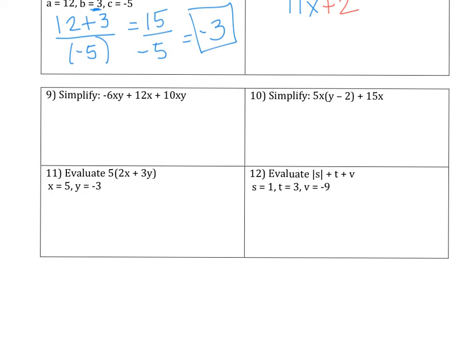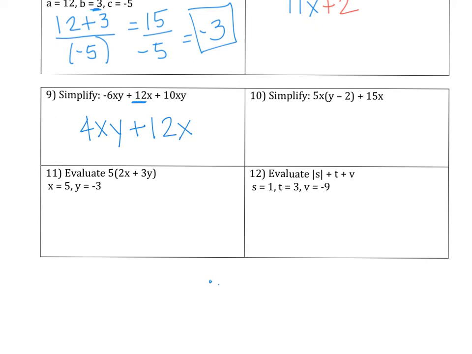Simplify, number 9. Let's see if I have terms that are the same. So all of my variables need to be exactly the same in order to combine them. I have an xy there. I have an x there. I can't combine those. This one doesn't have a y to it. I have an xy there. I have an xy there. Those I can combine. So I have a -6xy plus 10xy is going to give me a 4xy. And then what I have left over is right here. I can't combine that with anything, so I just have to attach it.